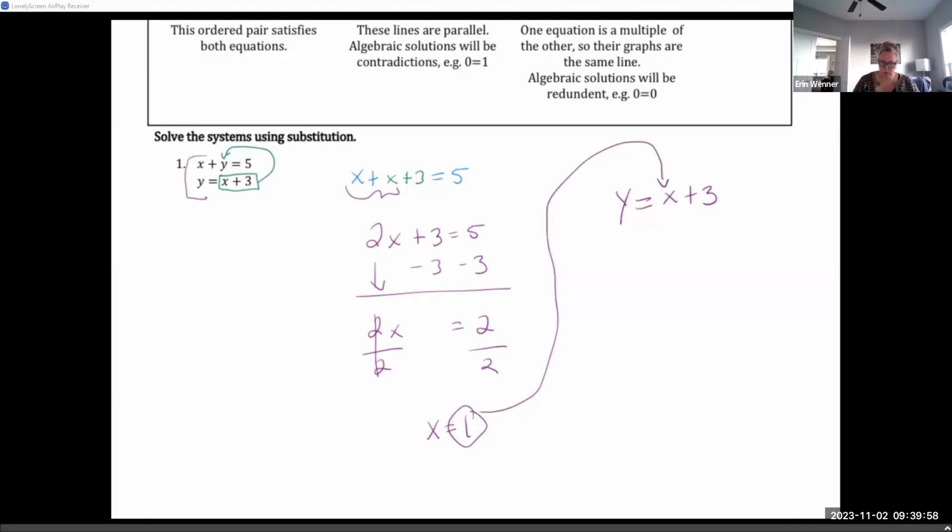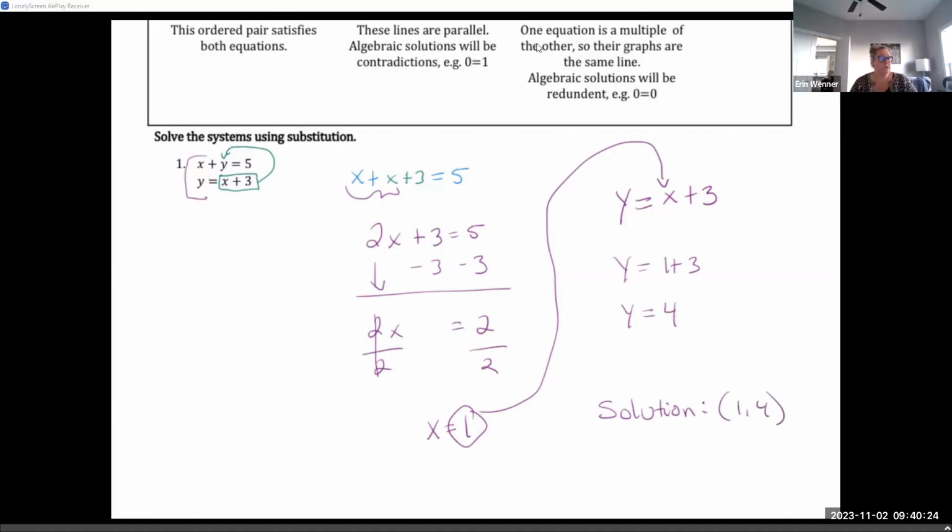And then I'm going to solve. So I'm going to have y equals 1 plus 3. Combining like terms, I'm going to have y equals 4. So then I have one solution, and that solution is the ordered pair 1, 4. Now, you can check by plugging that back into both equations to make sure it's true.